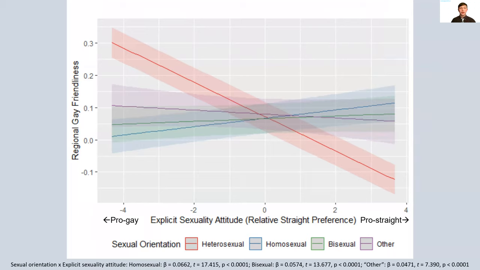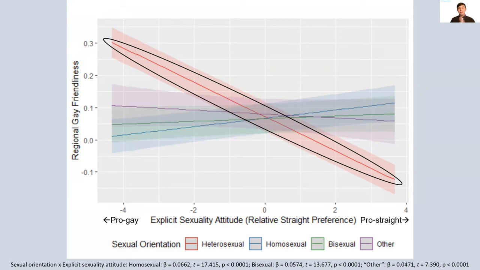So to break this down, we first have this graph right here that has on the y-axis an increasing regional gay friendliness. As you go bottom up, it becomes more gay friendly. And then across our x-axis, we have the same thing as before. We have attitudes, this time explicit attitudes. But what we found here is that the straight participants had a very strong negative slope, meaning that as they became more pro-straight, they ended up in regions that were lower in gay friendliness. This very much shows our fit mechanism, that as they become more biased, they are going to a place that kind of shares that bias.